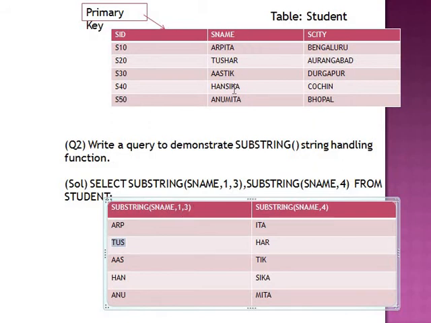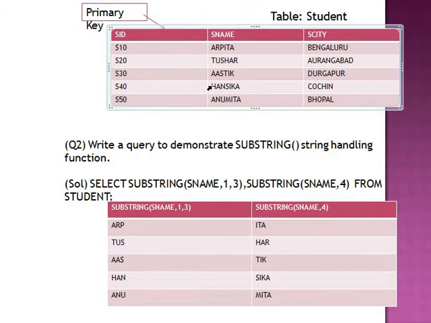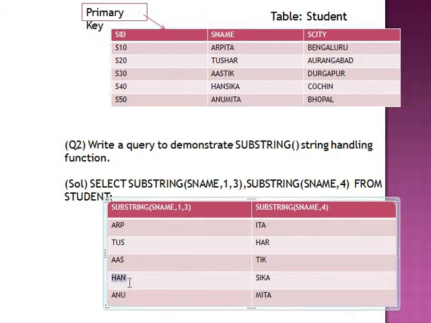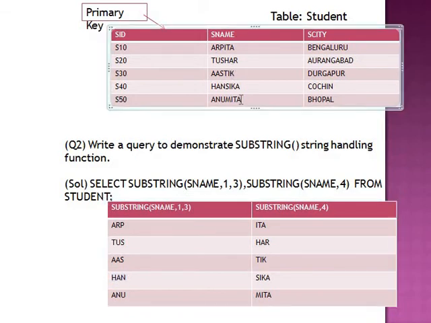In the same way, let's check for the 4th entry Hansika. Since 1 is the starting position, at the position 1 we have the letter H, and since we have to extract 3 characters in total including the letter H, we extract the part HAN from Hansika, and then display it in the output column like this. Same is the case for the entries Astik and Anumita. For Astik we have AST, and for Anumita we have ANU.